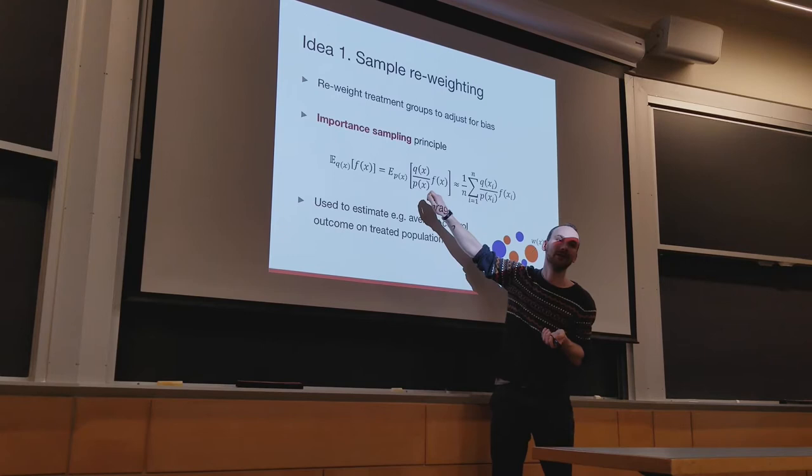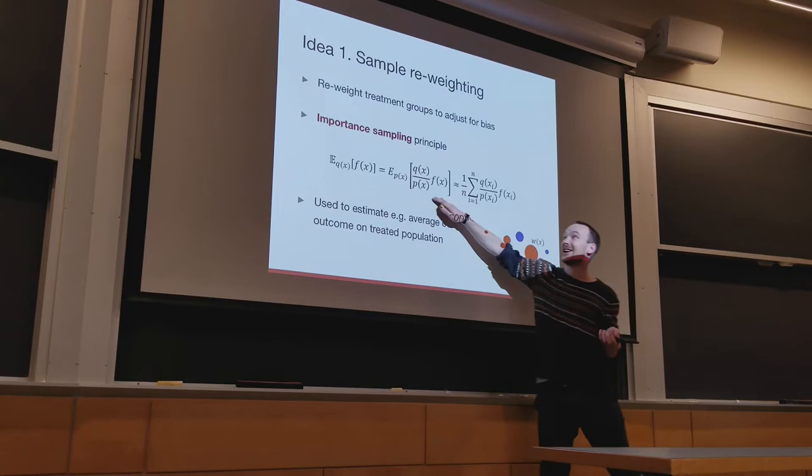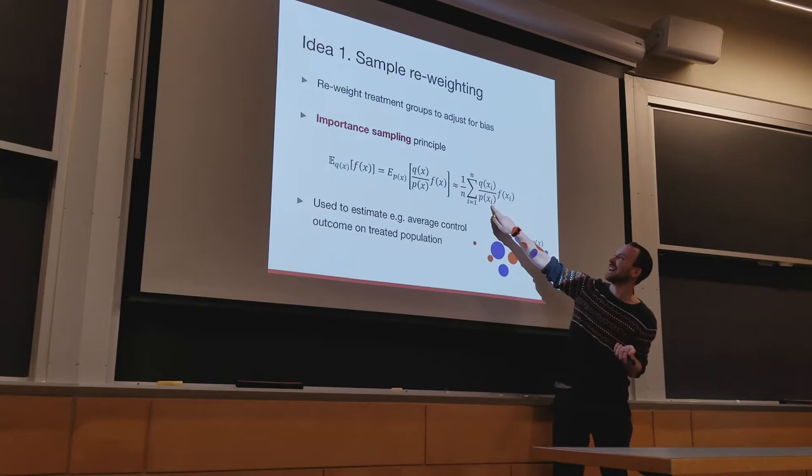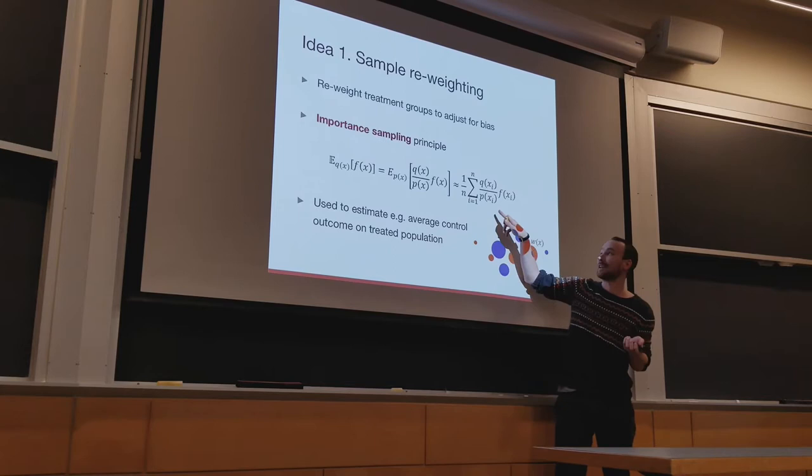Specifically, this thing here we could estimate using a sample from p now. I didn't write that out, but xi here are drawn according to p, and not according to q. And then you can just reweight that empirical sample by this ratio. So this has been used for a lot of different things.